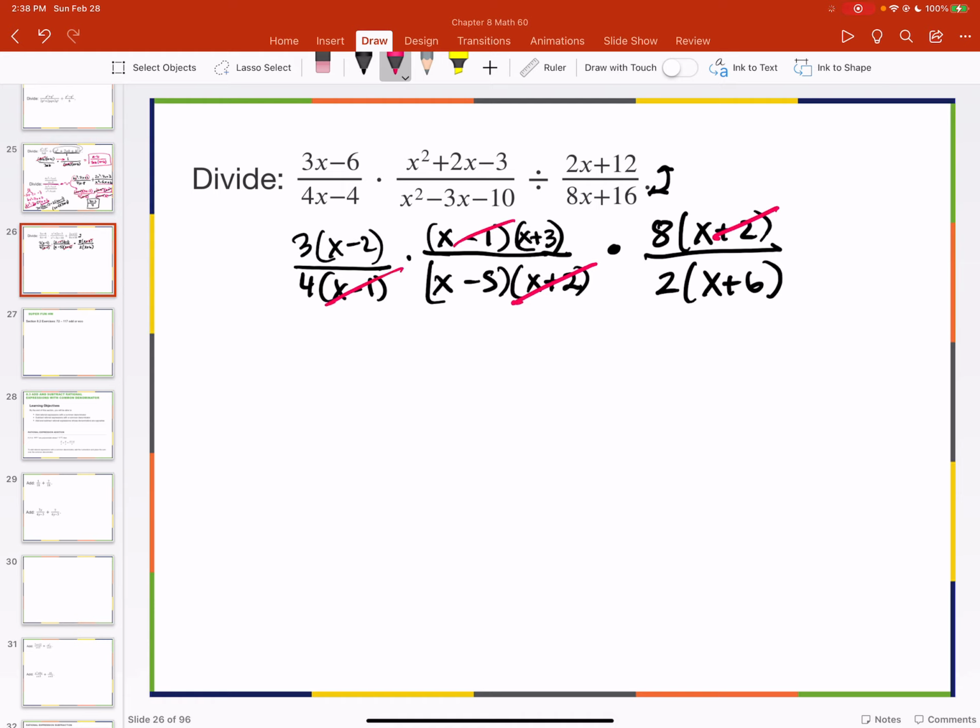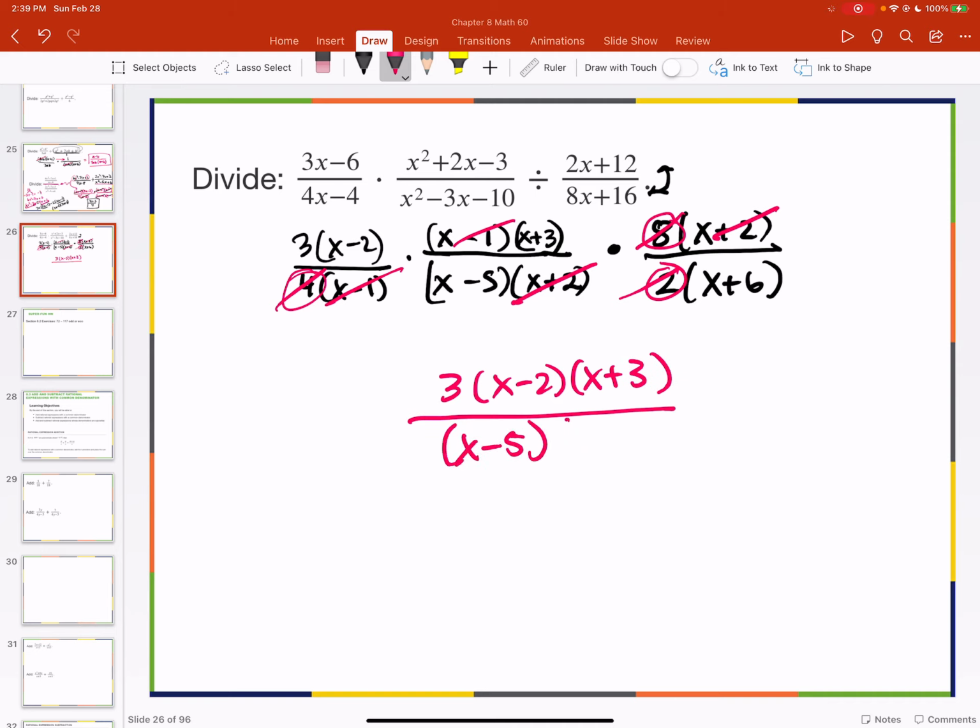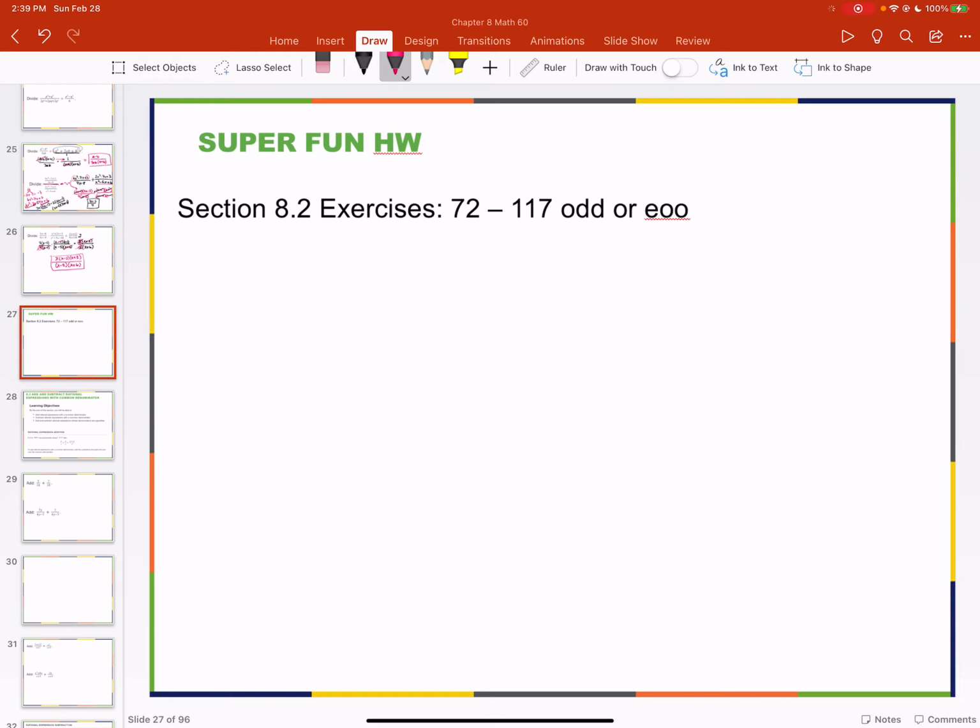What else? Let's see. 4 times 2 is 8. So these 8 and these 3 can go. And I think that's it. So on the top, you have 3 times x minus 2, x plus 3. And on the denominator, you have x minus 5, x plus 6. And that's it. Okay, that's it for 8.2.